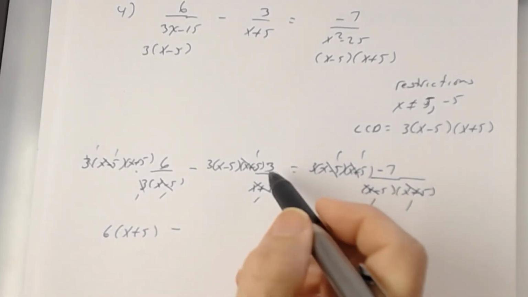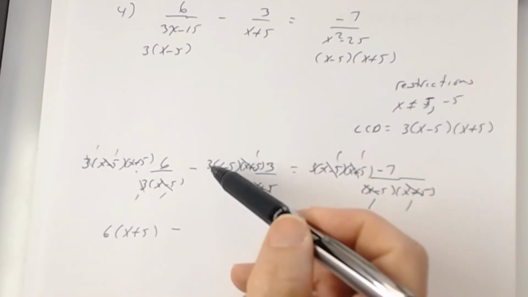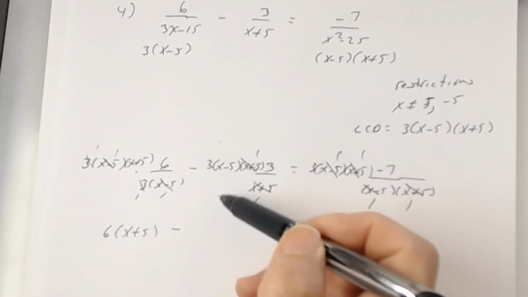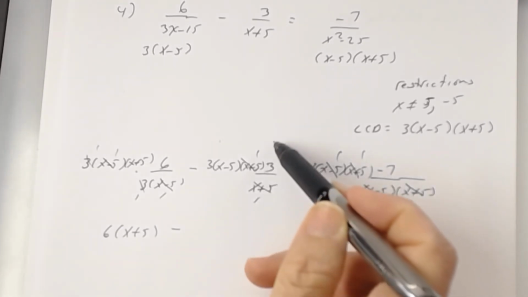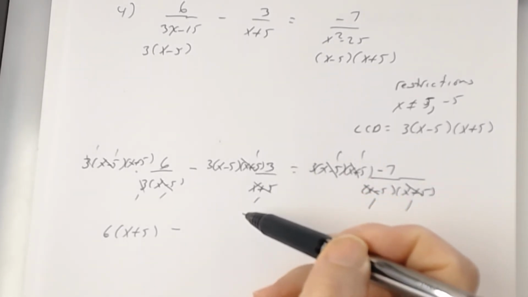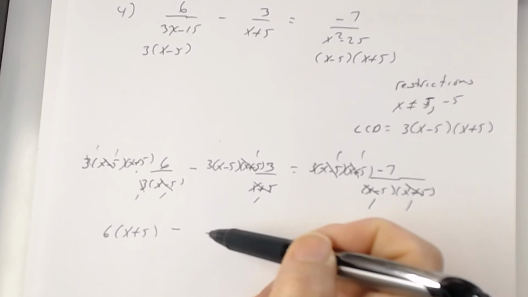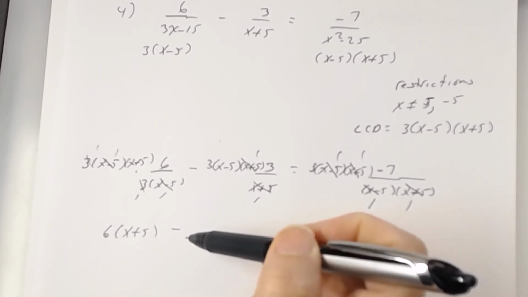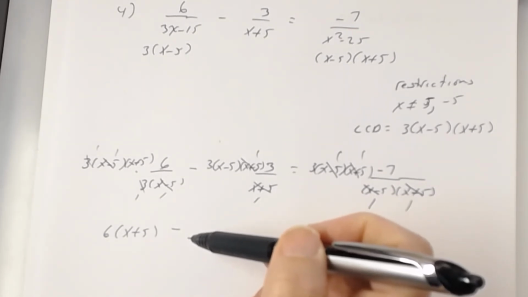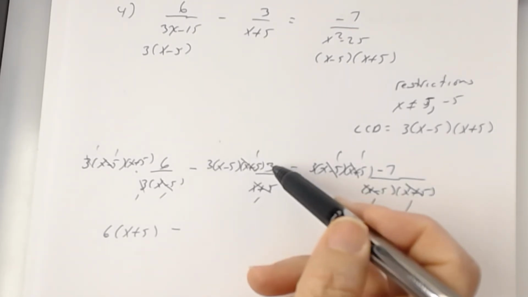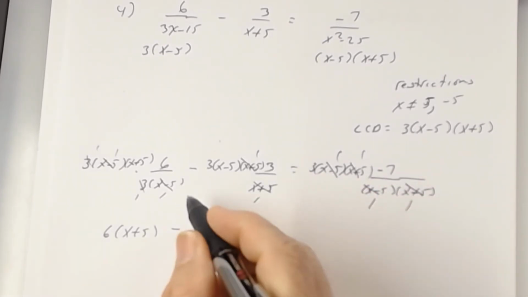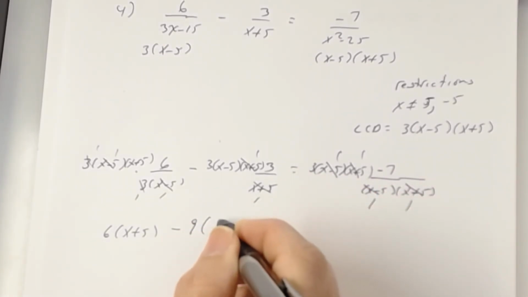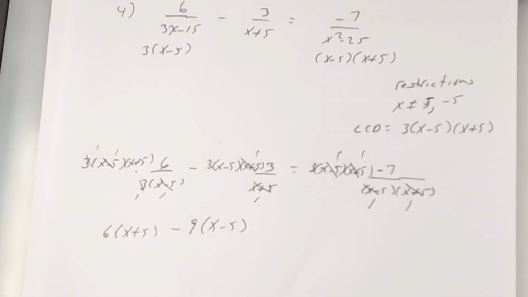Minus. Now be careful. Let's talk about what we have left. We have a 3 times x minus 5 times 1 times what? 3. So how do you think I may want to rewrite this right now? 3 times 3. I'm hoping someone would have said something else. 9. 3 times 3 is 9. So that's really 9 times what in parentheses? X minus 5.